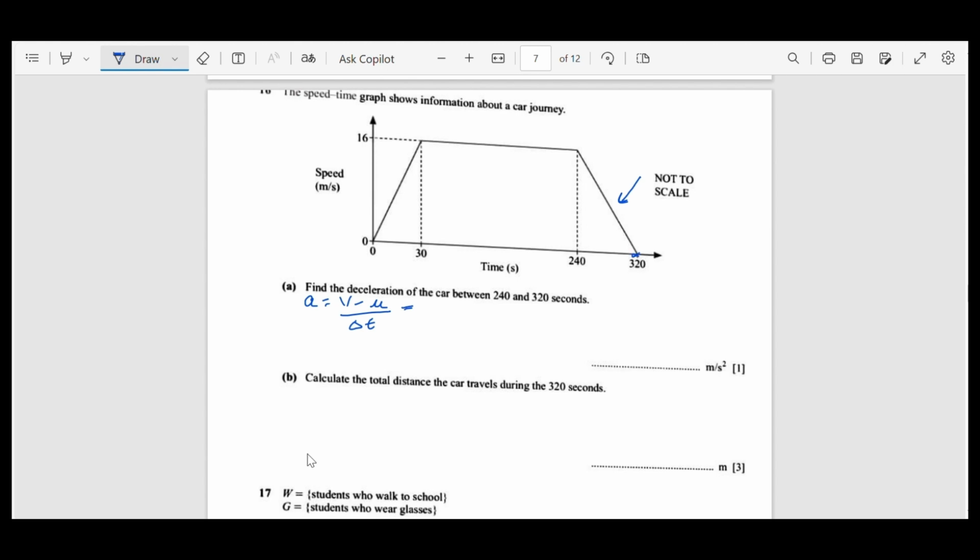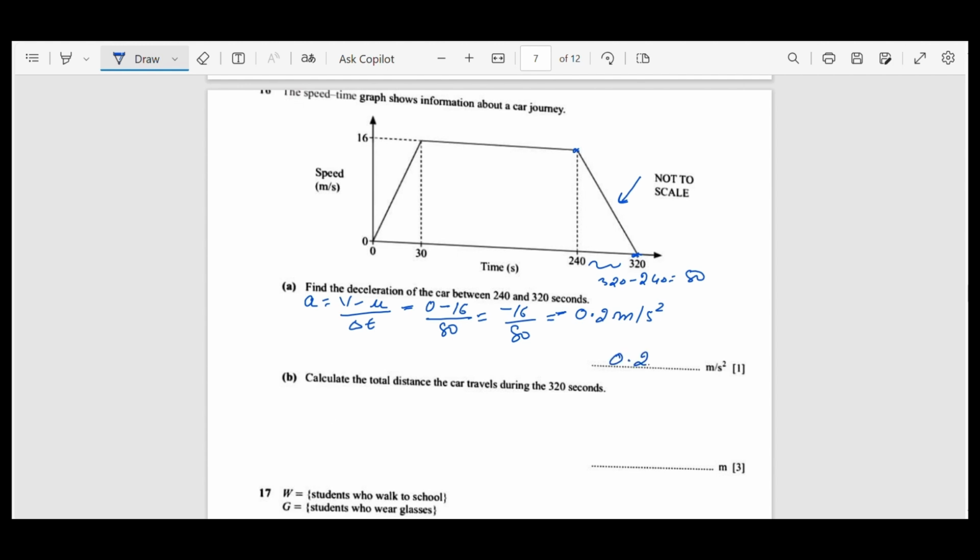So final velocity will be 0, right? And here it will be 16. So 0 minus initial velocity 16 over change in time, which is 320 minus 240, equal to 80. So this is minus 16 over 80, which will be equal to minus 0.2 meters per second squared, but we have to ignore the minus sign because it is a deceleration. So 0.2 will be our answer.